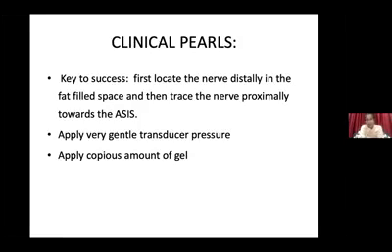Now, there are certain clinical pearls. These are very important for this particular nerve because it is easy to miss the nerve. The key to success is first locate it distally in the space and then trace it proximally towards the ASIS. Also, we need to apply a very gentle transducer pressure, because if we apply more pressure, this is going to obscure the nerve and the nerve is going to get collapsed. Also, in thin individuals, apply copious amounts of gel so that there is maximum acoustic coupling.